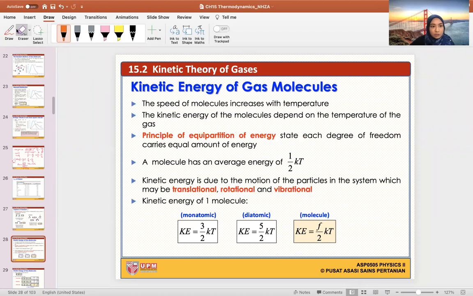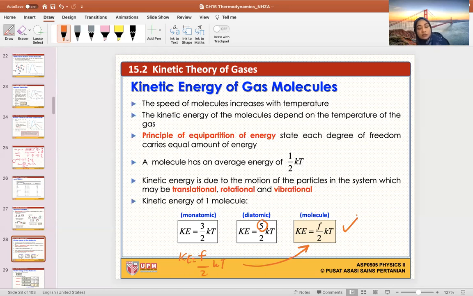So kinetic energy of a gas molecule. So I told you KE equals 3 over 2 kT. This is just specifically for a monatomic gas. If we have diatomic, it will become 5. In general, we can say that, because we know monatomic, the F is 3, diatomic, the F is 5, polyatomic, the F is 7, I can just generalize this equation to become KE equals F over 2 kT, which is this guy, basically. But you have to know what is the F, okay? This is the general equation, great, but you have to know what is the F.